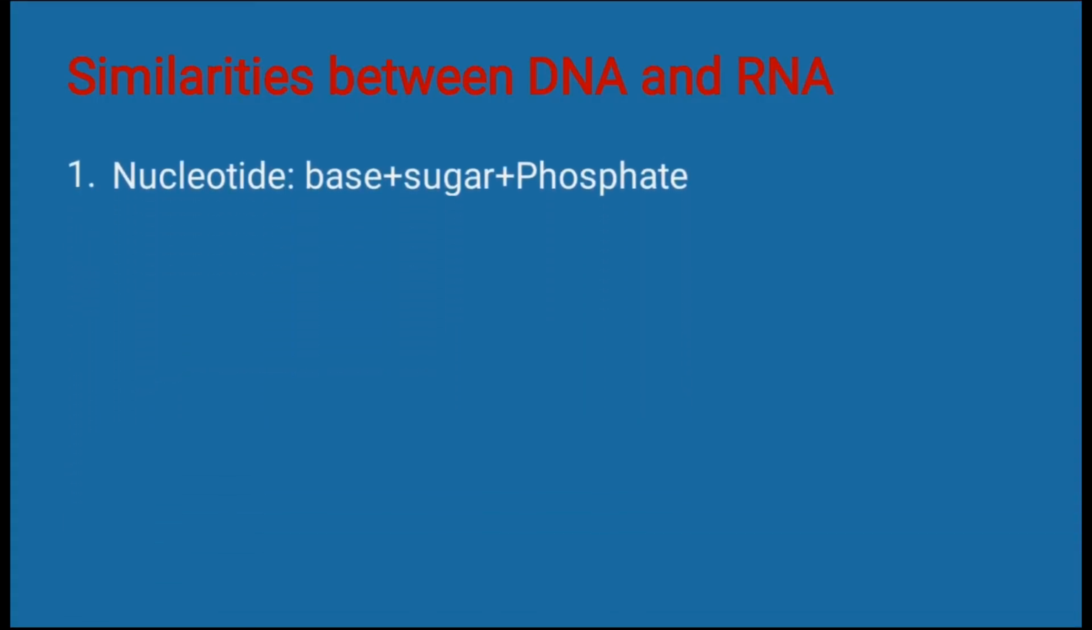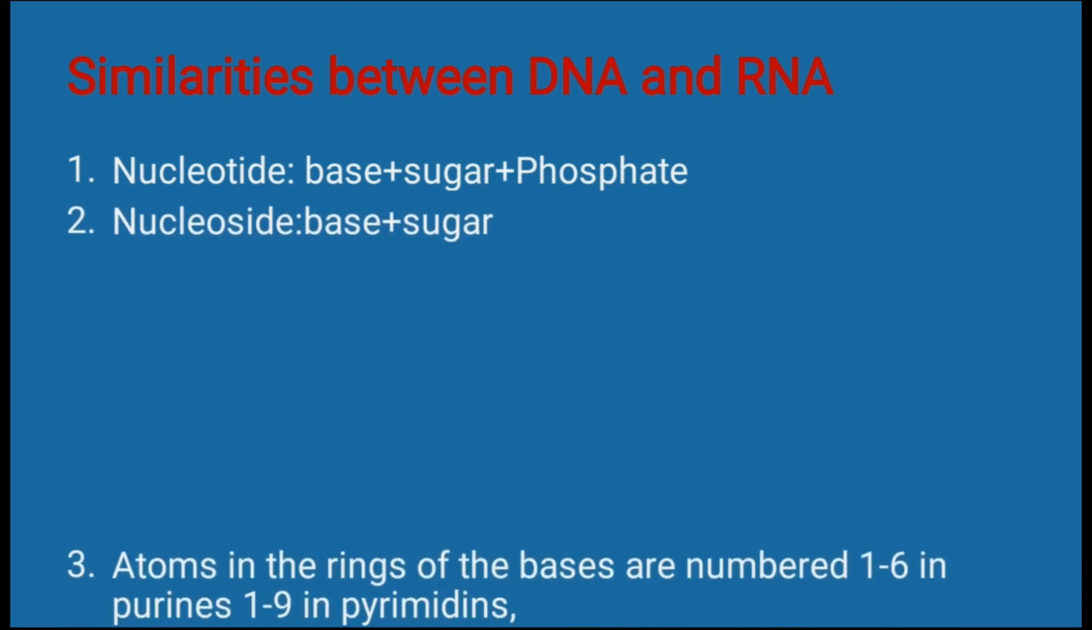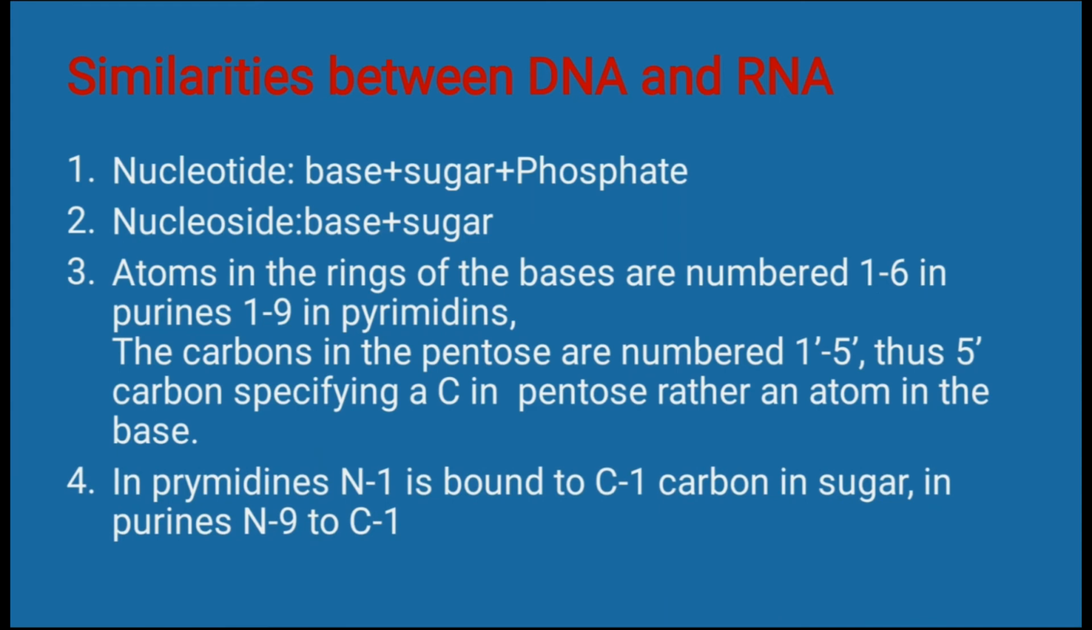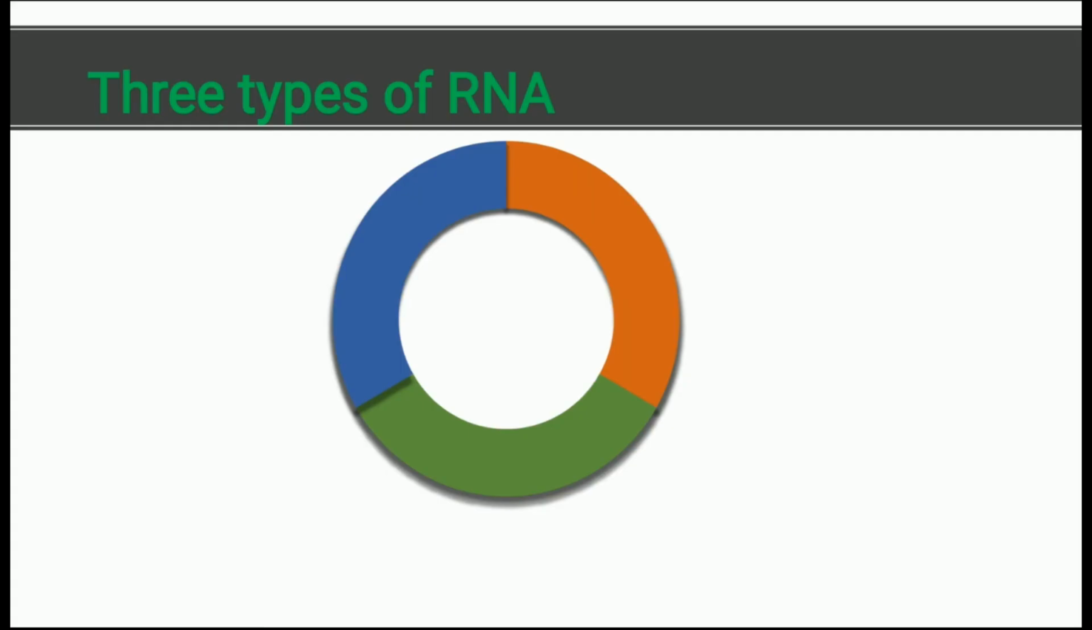Now we will see some of the similarities between DNA and RNA. The nucleotide consists of base, sugar and phosphate, the nucleoside consists of base and sugar, and the atoms in the rings of the bases are numbered 1 to 6 in pyrimidines, 1 to 9 in purines. The carbons present in the pentose sugars are numbered 1' to 5', thus 5' carbon specifies a carbon in the pentose rather than an atom in the base. In pyrimidines, N1 is bound to the C1 carbon in the sugar, and in purines, N9 binds to C1 in the pentose sugar. Three types of RNA are observed.